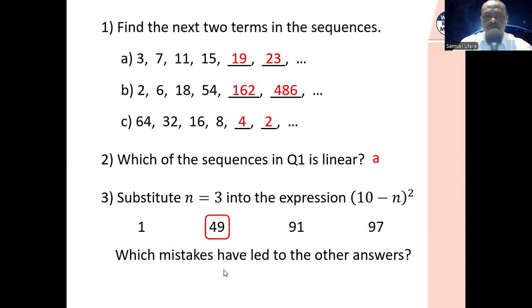And then you're being asked what mistakes have led to the other answers, which I'm just going to look at the one, and then you can think about the others. So for this one, to get 1, the person may have done 3 squared first. That would give them 10 minus 9, which is 1, before squaring 1. So that's one of the mistakes that would have been made. Okay, let's move on.